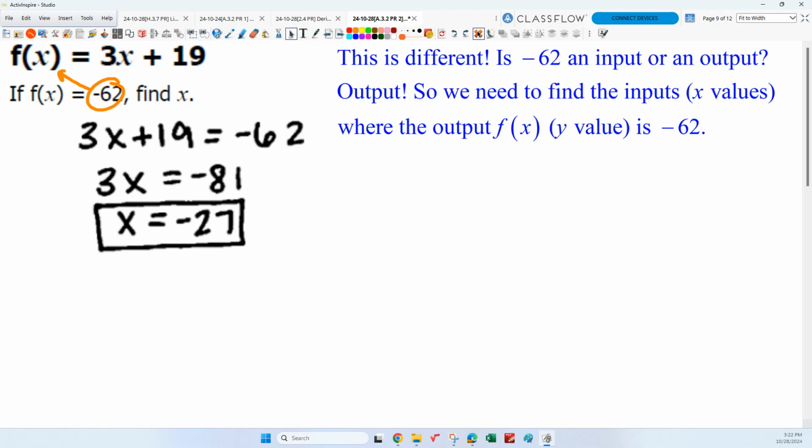Can anybody tell me an ordered pair on my function? Negative 27, negative 62, right? Those are inputs and outputs that go together. We started with the output negative 62, and we found that the input that goes with that is negative 27. So we worked backwards this time. Give me thumbs. Okay?